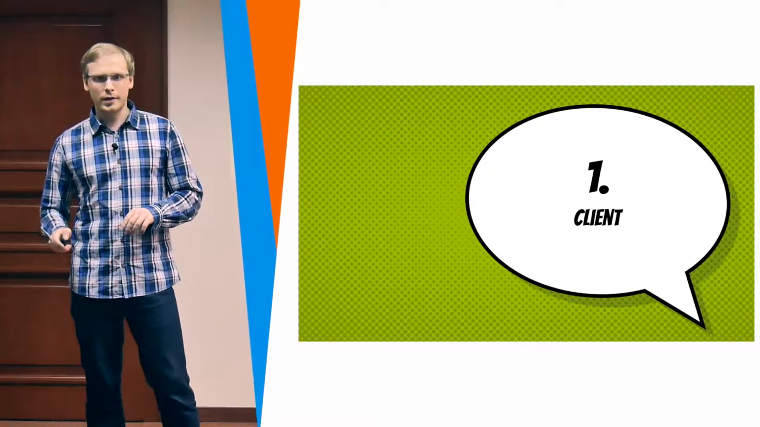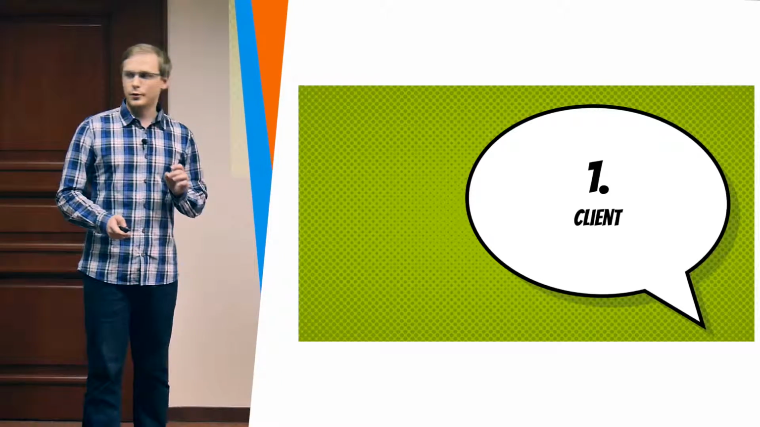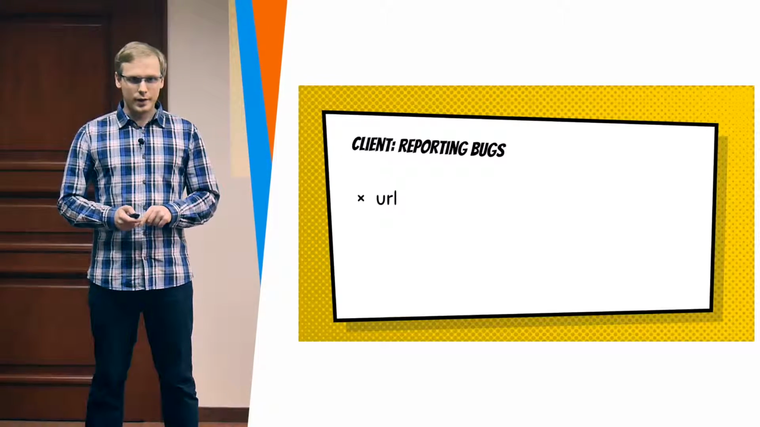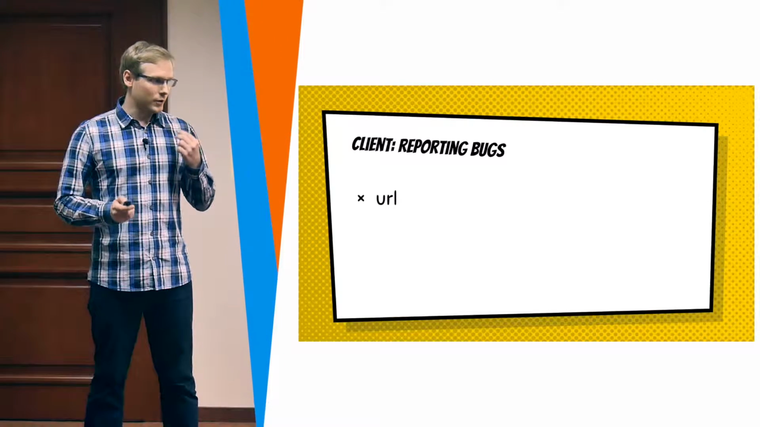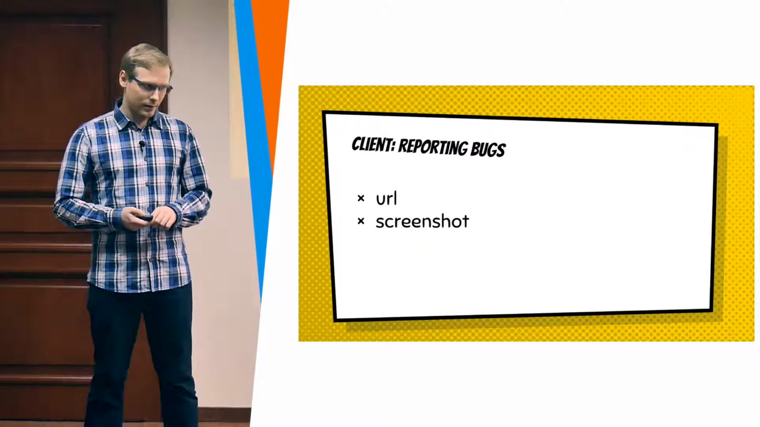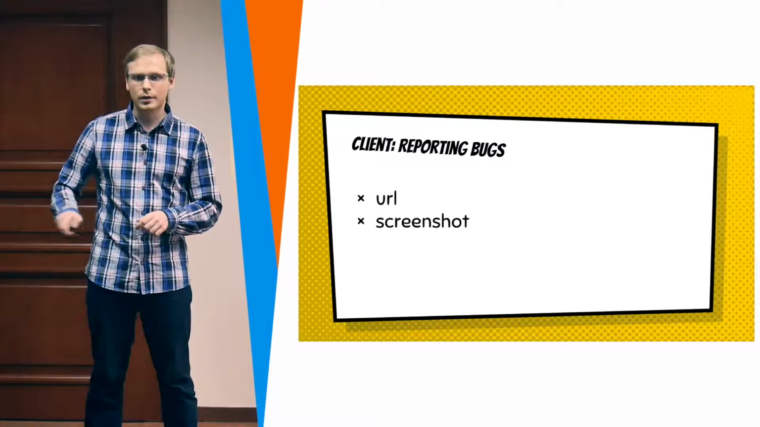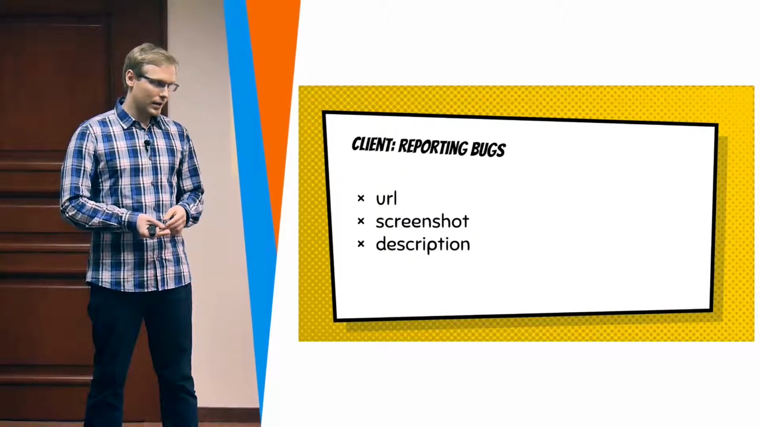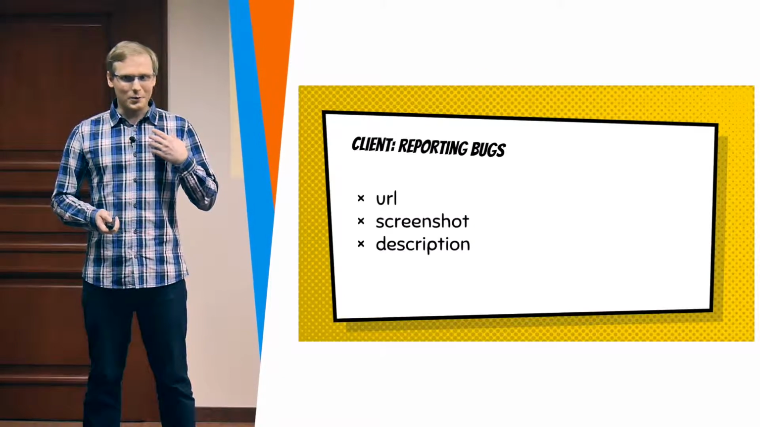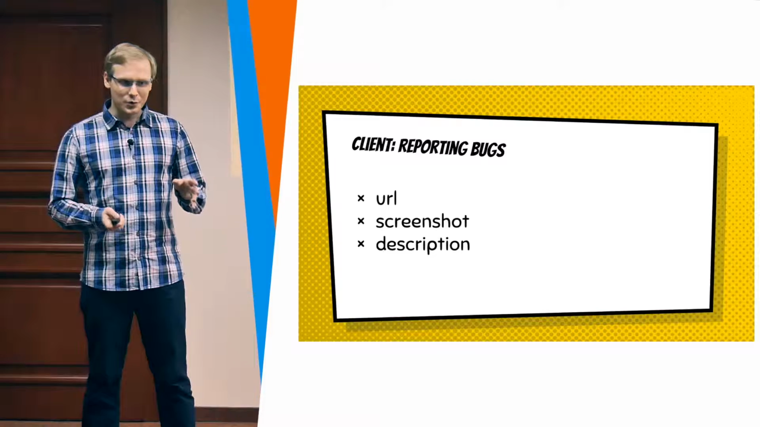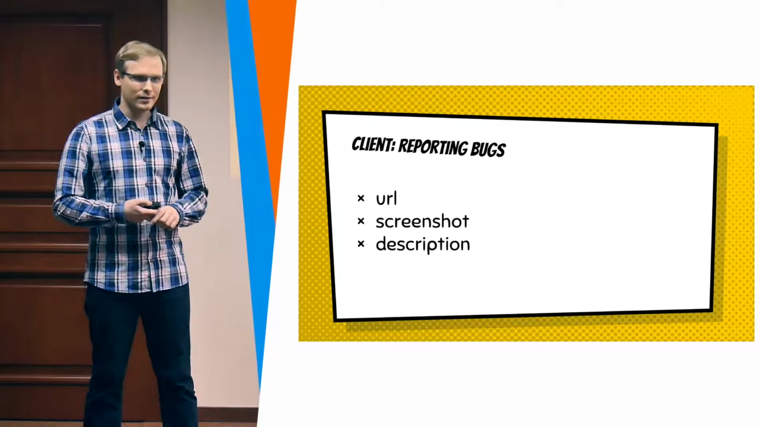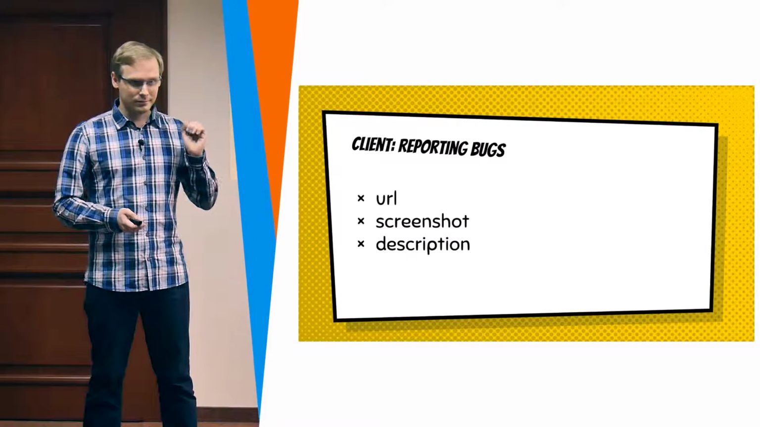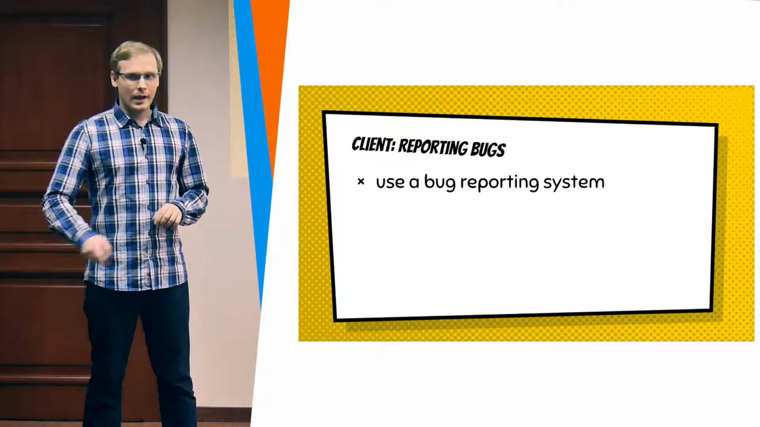Okay, so let's start with the client, and I will start with something really, really basic. Reporting bugs. The client should give you a URL. The client should give you a screenshot if possible. And then the description is important. You are developers, you know, the description might be really stupid and you can spend a lot of time finding the bug. With a URL and a screenshot, you are home.